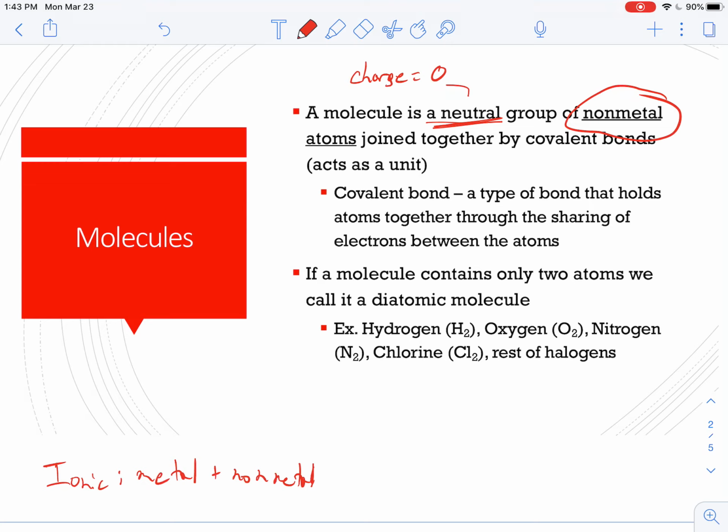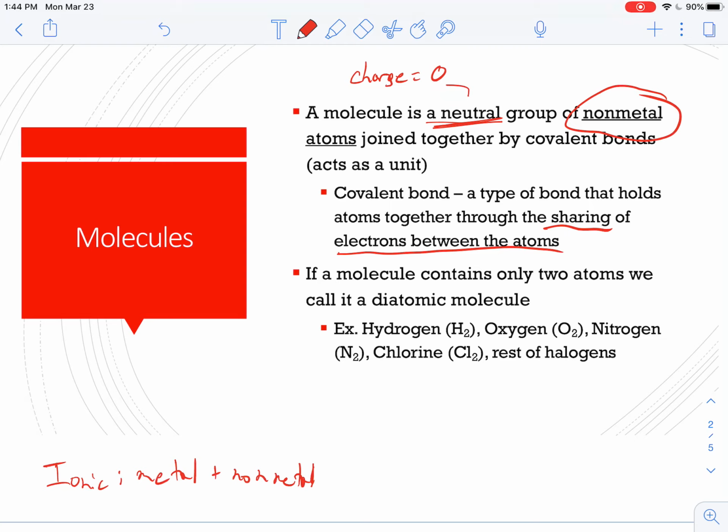Just as ionic compounds were held together by ionic bonds, our molecules are held together by covalent bonds. The big distinction here is that a covalent bond holds these atoms together through the sharing of electrons between our atoms. When we looked at ionic compounds, a metal gave up one of its electrons, and that electron went to the non-metal. Here, electrons are shared between two atoms. So let's say carbon dioxide is a molecule, with carbon and oxygen. Those carbon and oxygen atoms are going to share electrons between the two of them.